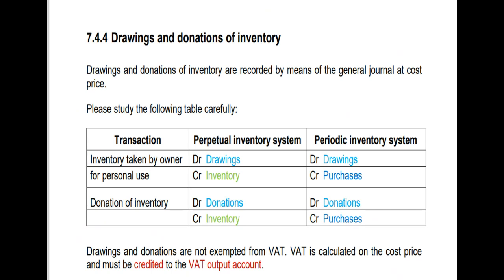We debited the drawings. But now in that closing transfer, we need to close off the drawings account to where? To the capital account. Because remember, when the owners are taking from the business, they are taking from their capital, they're taking from their equity. So their equity needs to reflect a reduction.